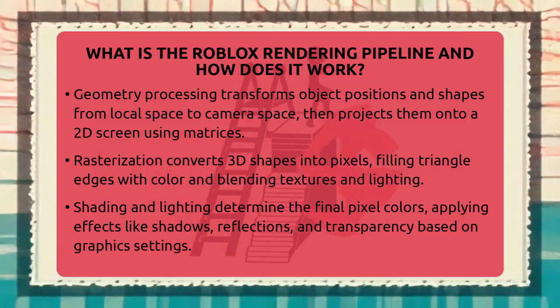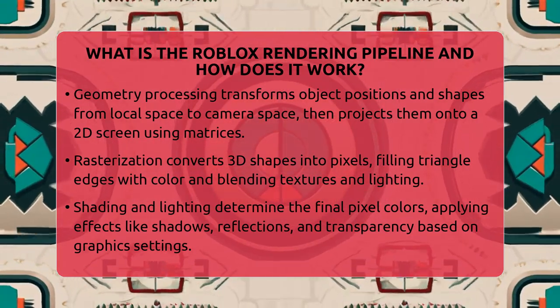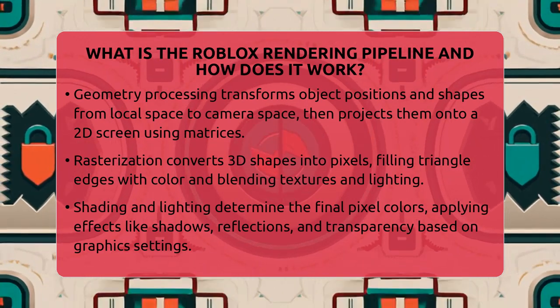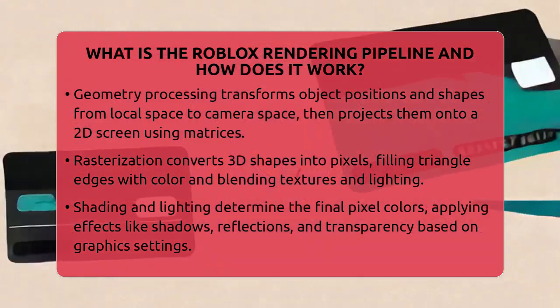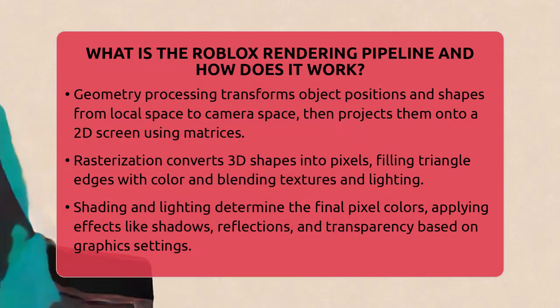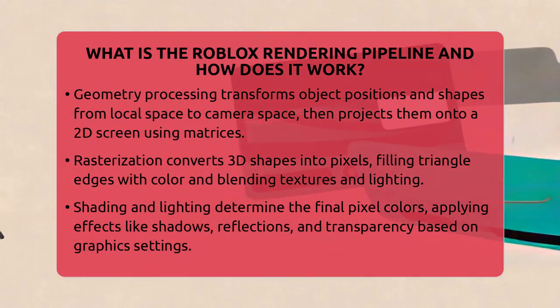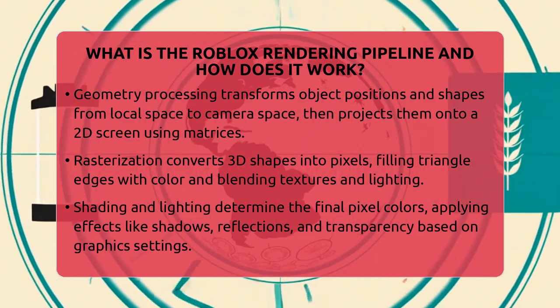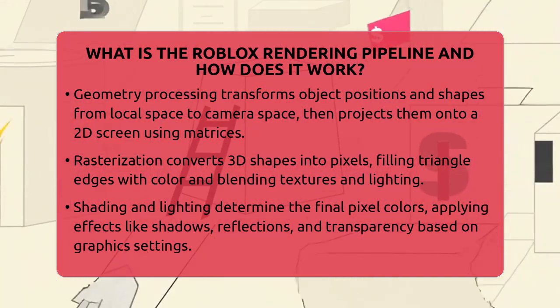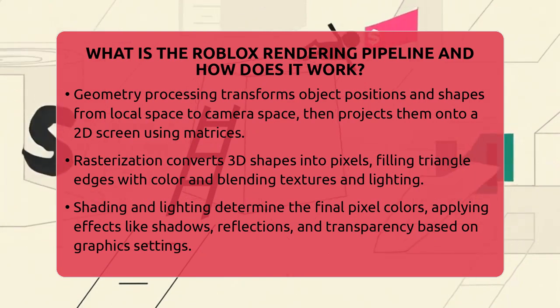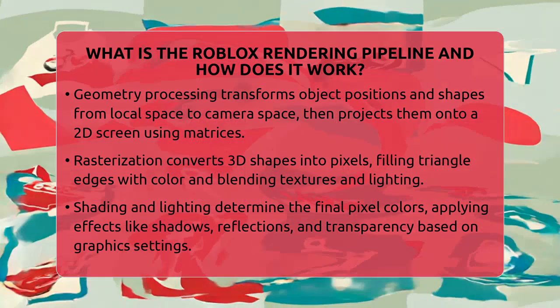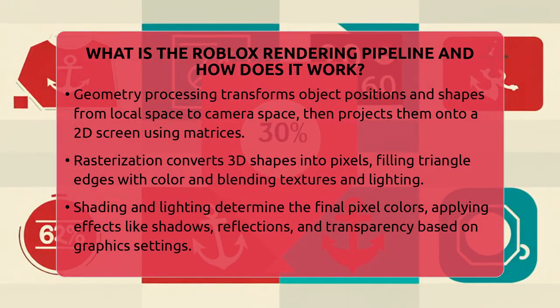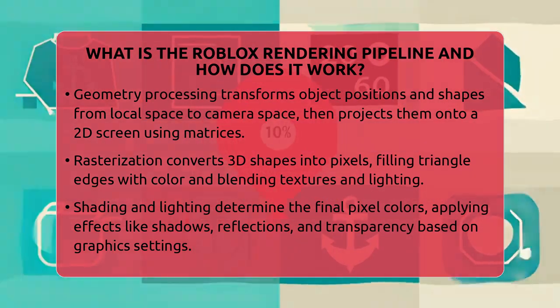Next comes geometry processing, where the positions, shapes, and orientations of all visible objects are calculated. This involves transforming objects from their local space into a shared space relative to the camera, and then projecting them onto a flat 2D surface. These transformations use mathematical tools called matrices, which help position everything correctly on your screen.